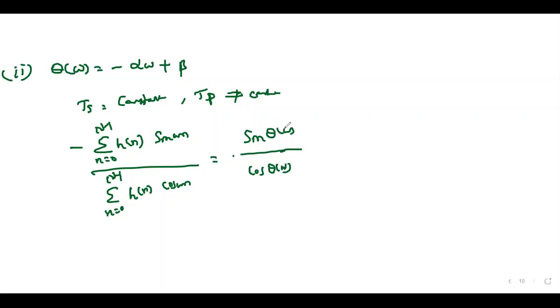Here I will substitute this theta of omega is equal to this much. Previously we substituted only minus alpha omega. Now we will substitute minus alpha omega plus beta. So this is equal to sin of minus alpha omega plus beta by cos of minus alpha omega plus beta. Now this we cross multiply and we'll get.